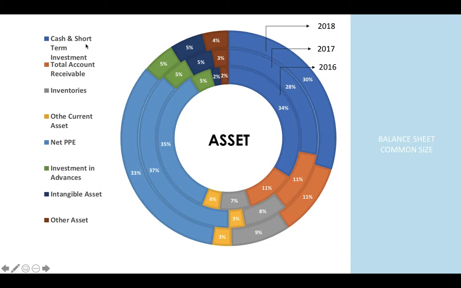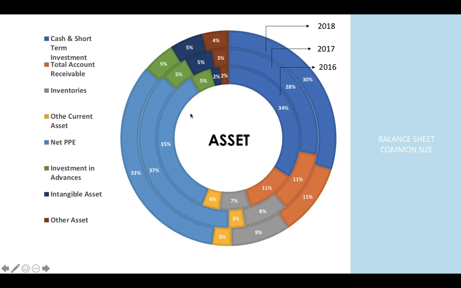There are 8 components. The blue one represents cash and short-term investment. The orange represents accounts receivable. The gray represents inventories. The yellow one represents other current assets. The blue represents net PPE. The green one represents investment in advances. And the navy blue represents intangible assets. And the maroon red represents other assets.